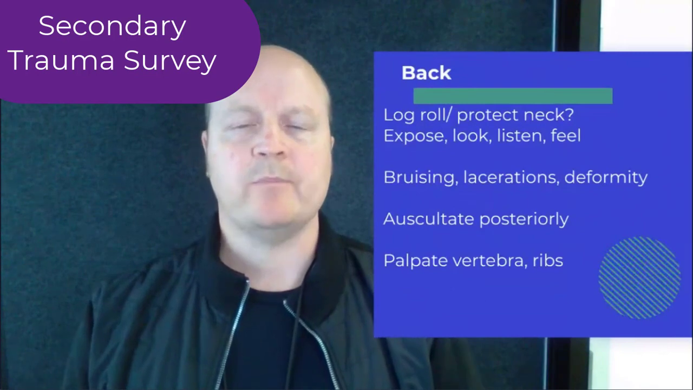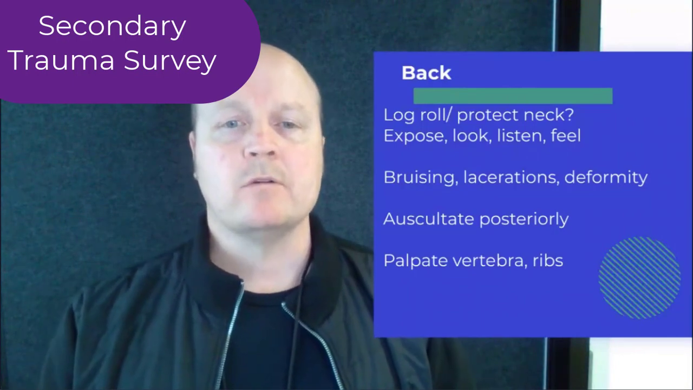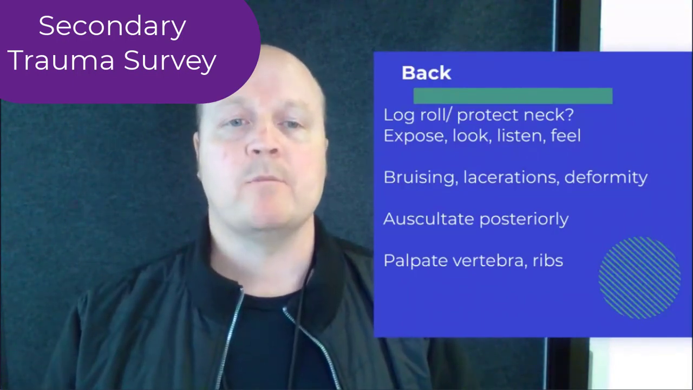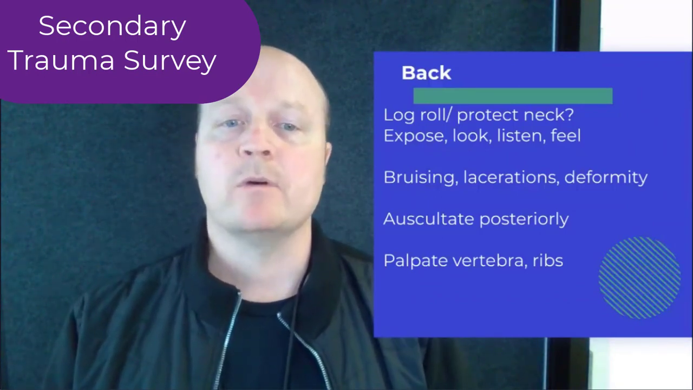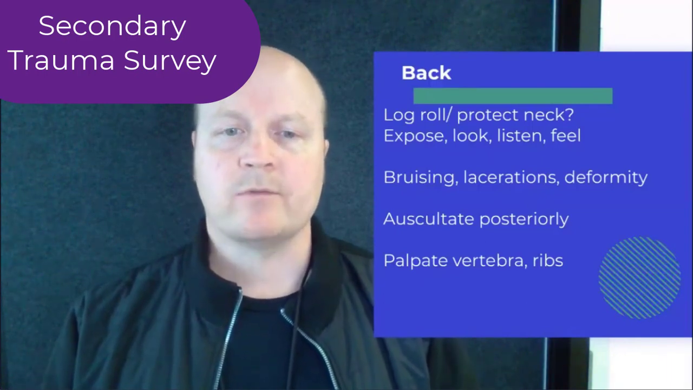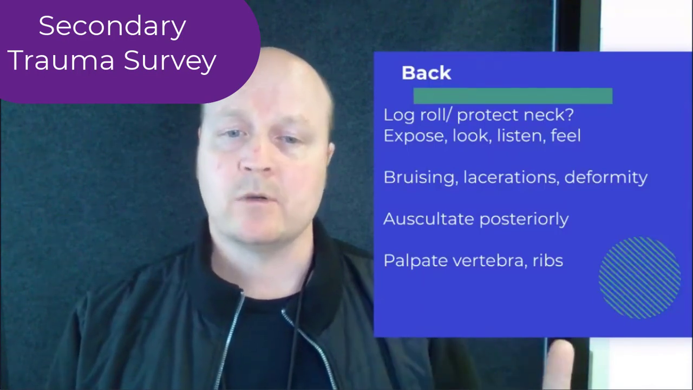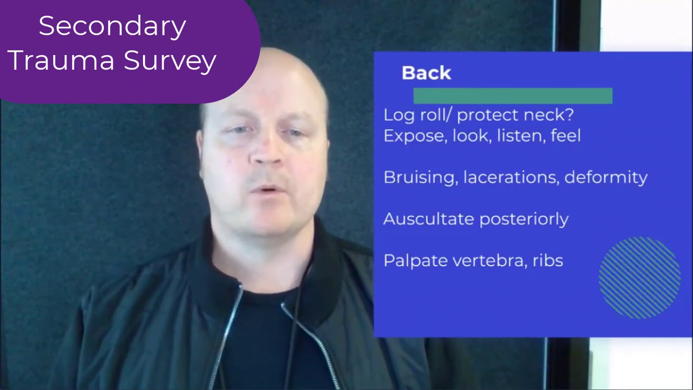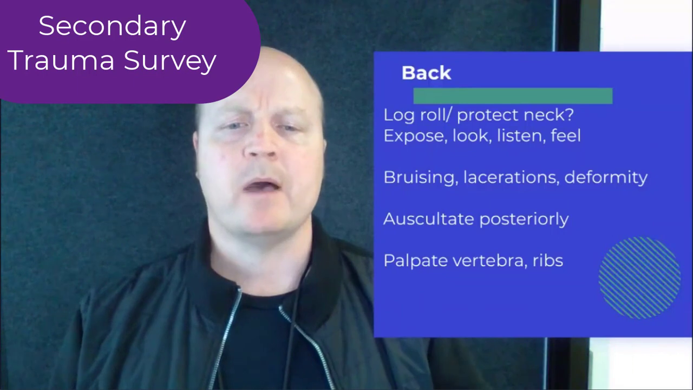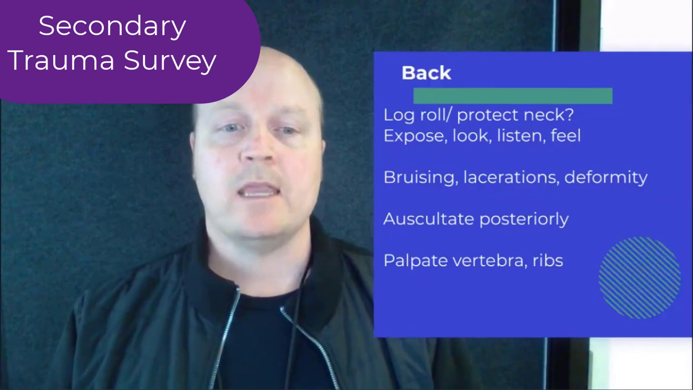And that brings us to the back. So when assessing the back, depending on your suspicion of a spinal injury, we may have to log roll and we have to protect the neck. So you may need your offsider or some bystanders to help you roll that person safely. And we want to expose, look, listen, and feel. So looking at the back for any bruising, laceration, deformity, swelling, and then we can listen. So auscultate. So auscultating posteriorly, looking at upper, middle, and lower portions of the lungs. And then we want to palpate along each of the vertebrae and along each of the ribs, looking for any pain or any abnormalities.